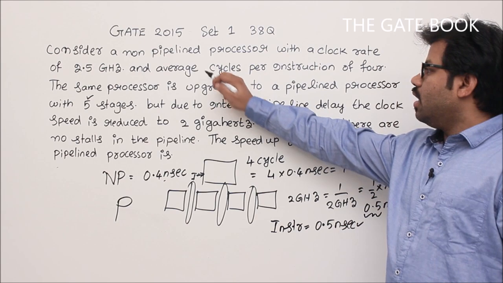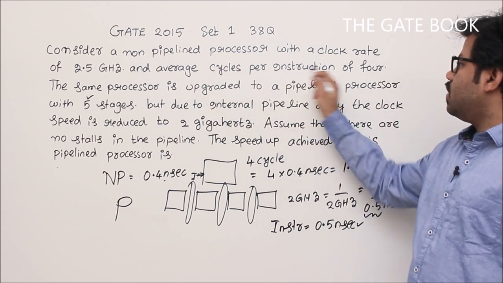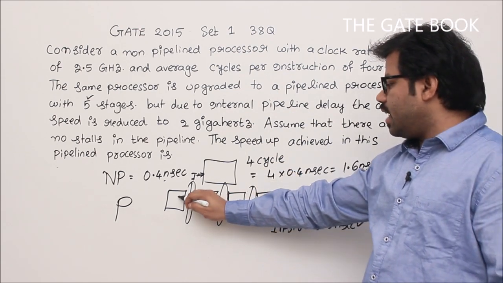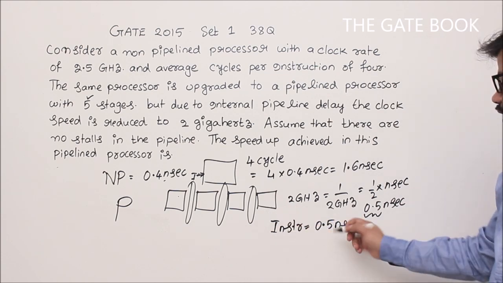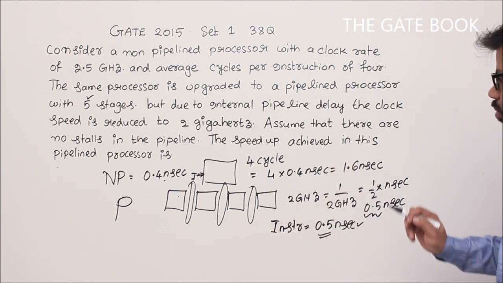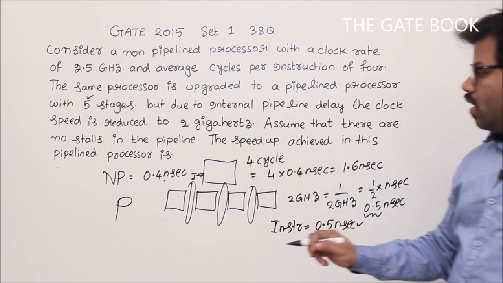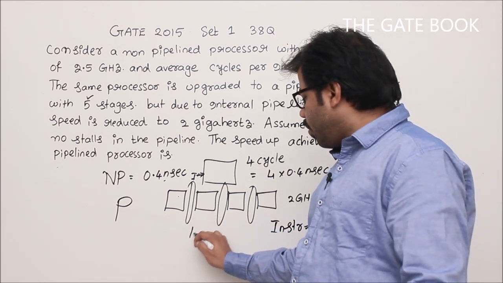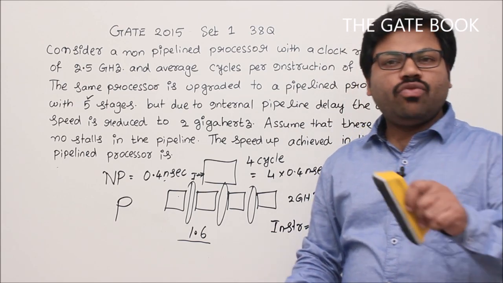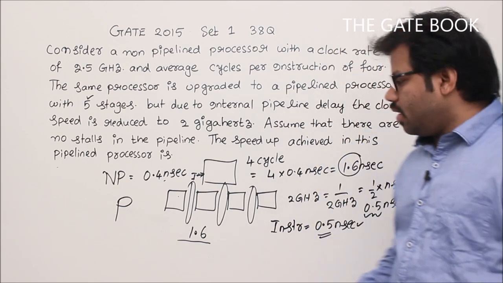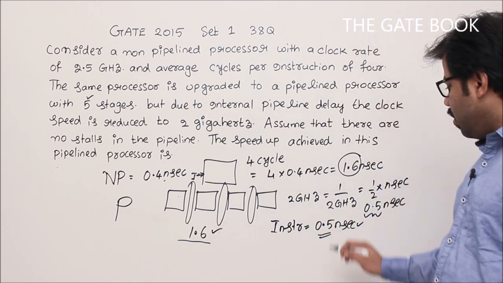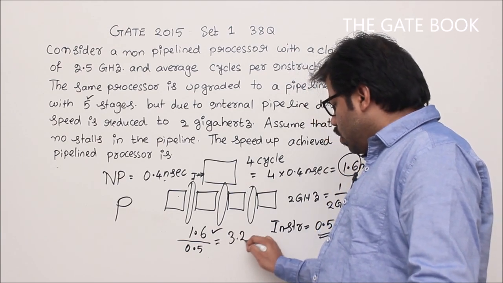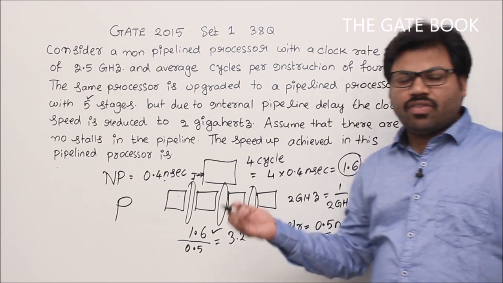Don't use the average cycles per instruction of 4 here, sir. That is in non-pipeline. In pipeline, the instruction execution time is only one stage delay, that means one clock cycle, so that's why 0.5 nanosecond. Now come to the problem. What is the maximum speedup you can achieve? What is the time for instruction execution in non-pipeline? 1.6. The formula is very simple: time in non-pipeline by time in pipeline. Time in non-pipeline is 1.6, time in pipeline is 0.5. If you simplify, it becomes 3.2. So this is the speedup factor. In that way you can easily solve.